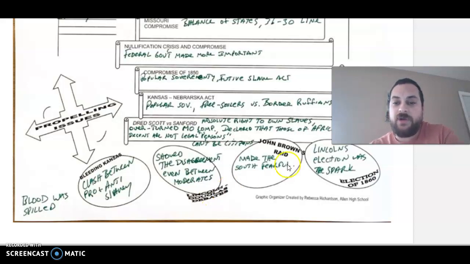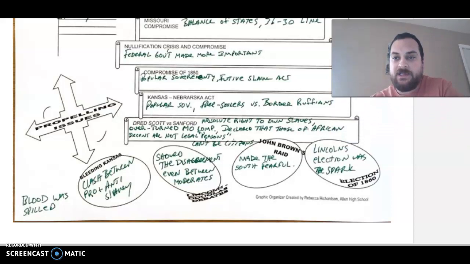What else? Oh, John Brown's raid, which you just got in your lecture. John Brown's raid made the South very fearful that there actually would be slave revolts, that this thing could actually kick into a rather nasty civil war.